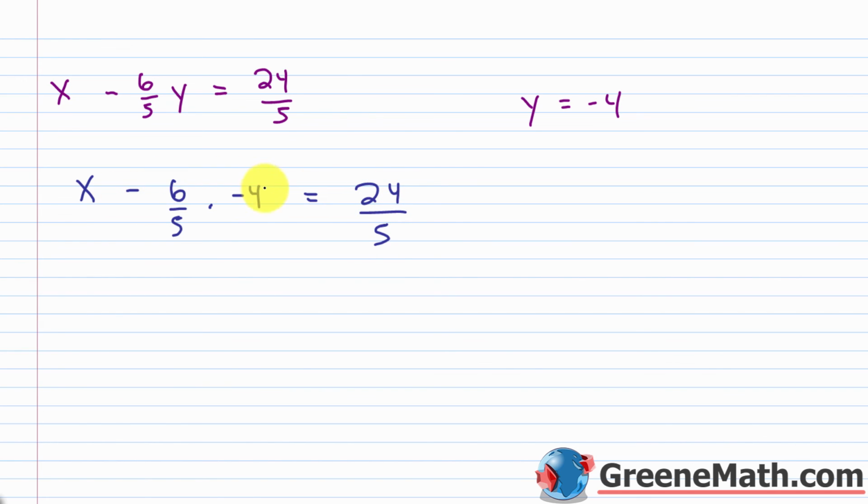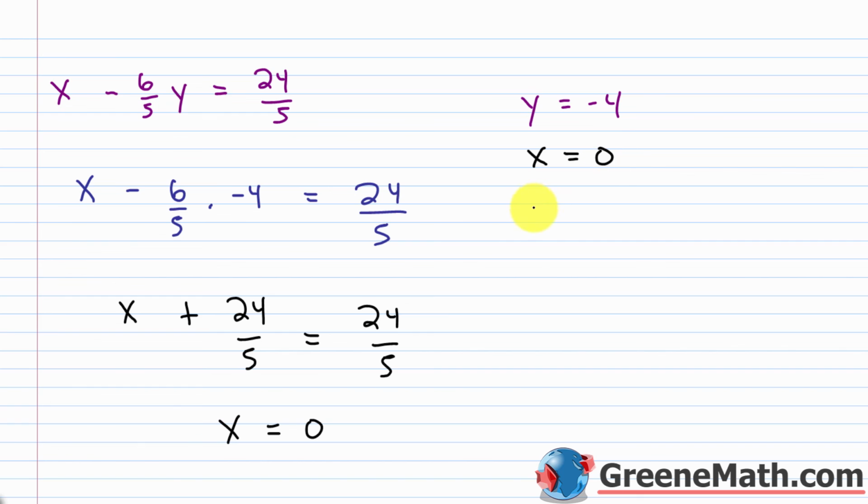So we know negative times negative is positive. So you get x plus 6 times 4 is 24 fifths equals 24 fifths. So we know x has to be 0, right? If I subtract 24 fifths away from each side of the equation, we would get x is equal to 0. So y equals negative 4, x equals 0. So you can pause the video, check and make sure that's the correct solution. The ordered pair 0, negative 4.